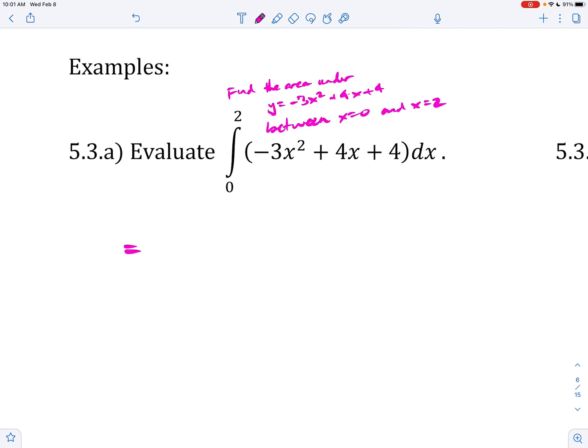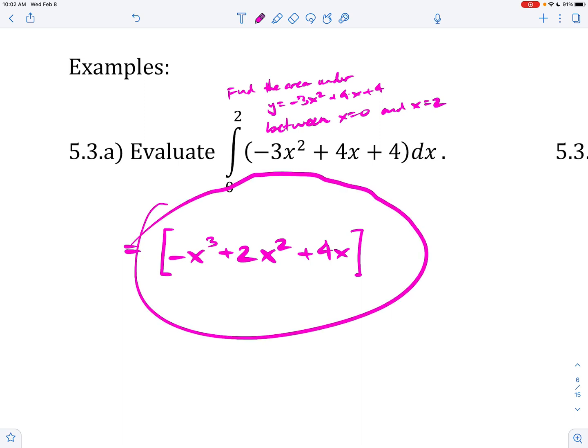Process-wise, first of all, we're going to find the antiderivative of that thing. I'm going to put it in some nice square brackets. But integrating this, okay, negative 3x squared must have come from some sort of x cubed. So I'll divide this by 3. All right, that's that. The 4x must have come from some sort of x squared. So I'll divide this by 2. Neat. And the 4 must have come from a 4x. That's stuff we can do.